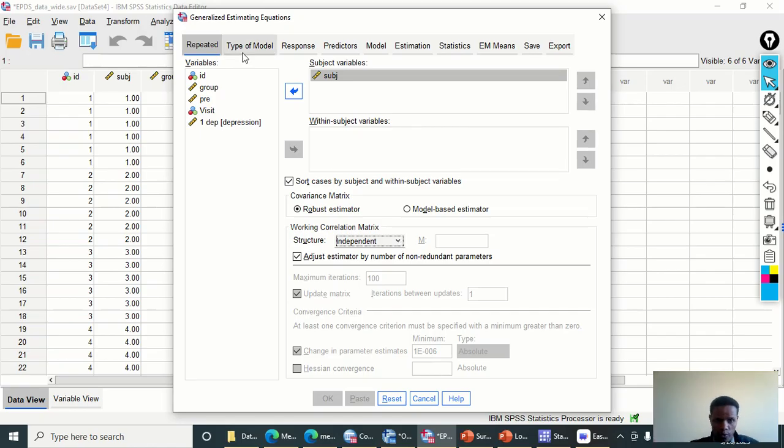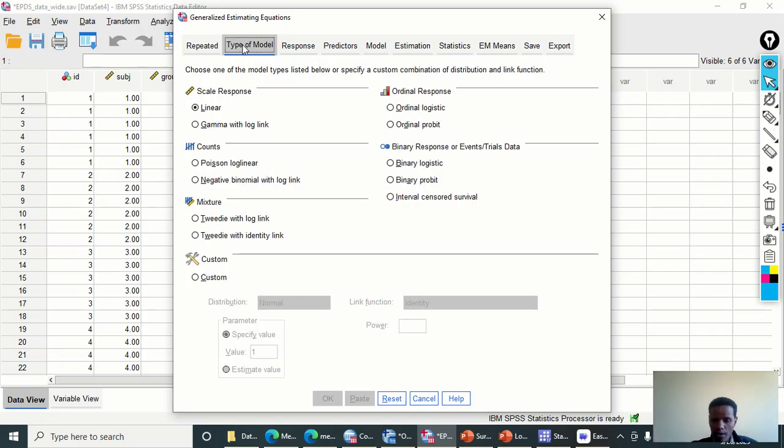Okay, so we go again for the type of model. The type of model that we are going to use is the normal distribution with link function of identity, because the outcome variable is continuous. So I need to click on custom, and already normal is over here and the identity link function is also over here. Now we have selected our probability distribution, that is the normal distribution, because the outcome variable is continuous, and the link function is identity.